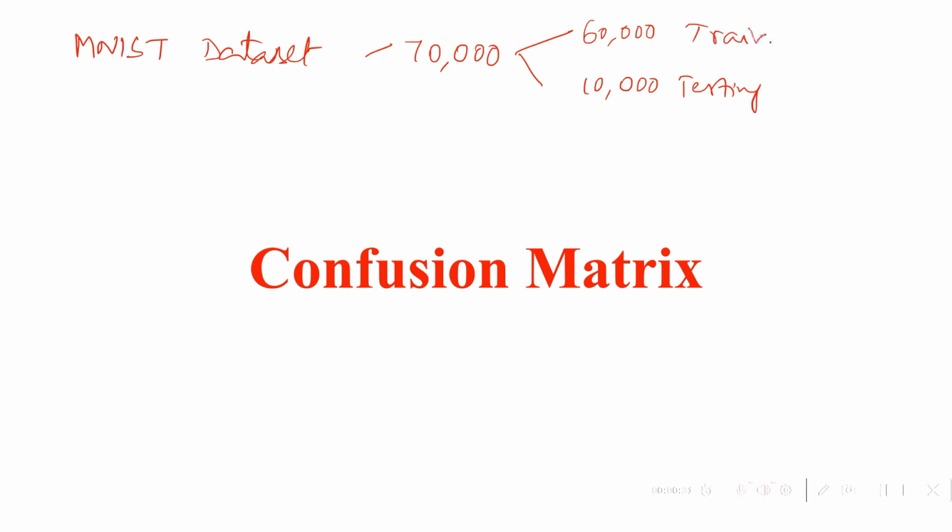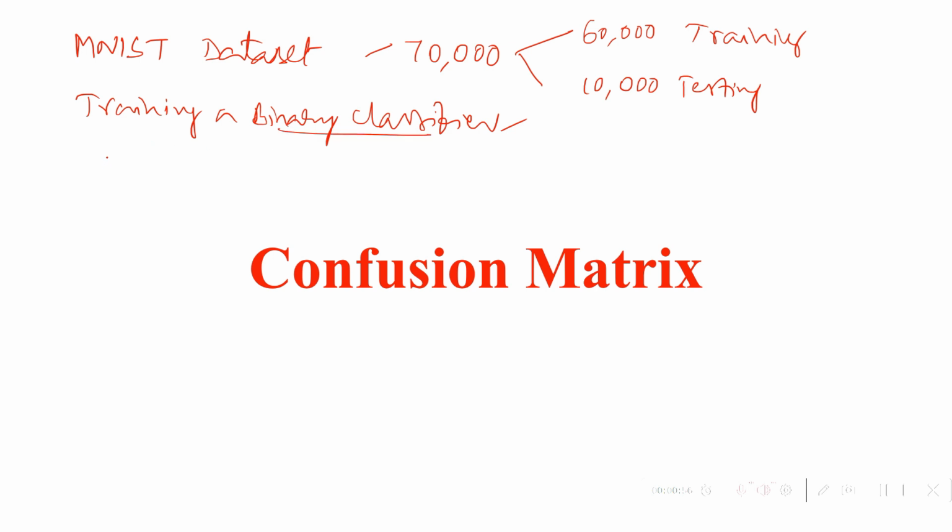Now, based on this dataset, we are going to work with one type of classifier. That classifier is called a binary classifier. That means we are going to train a binary classifier on the training dataset. So now we are going to find out the performance of this binary classifier.